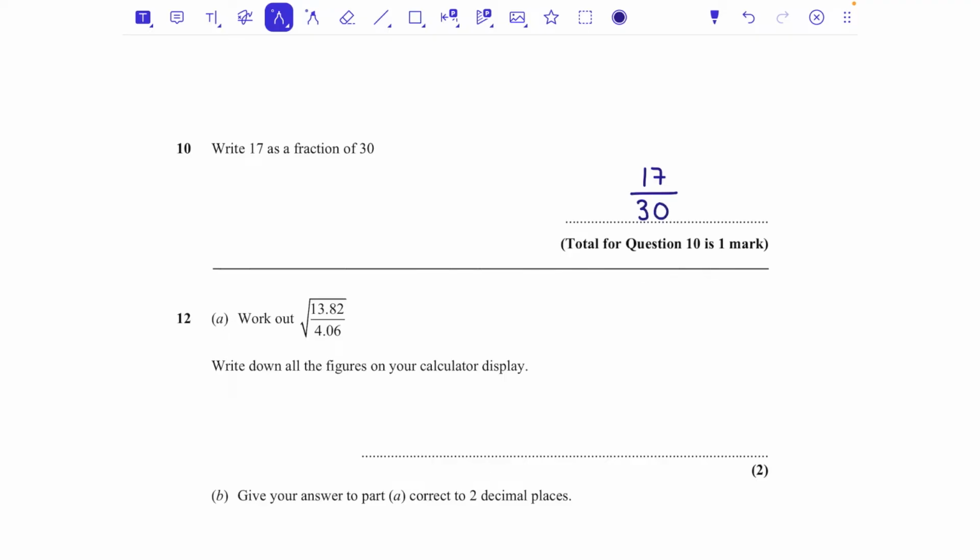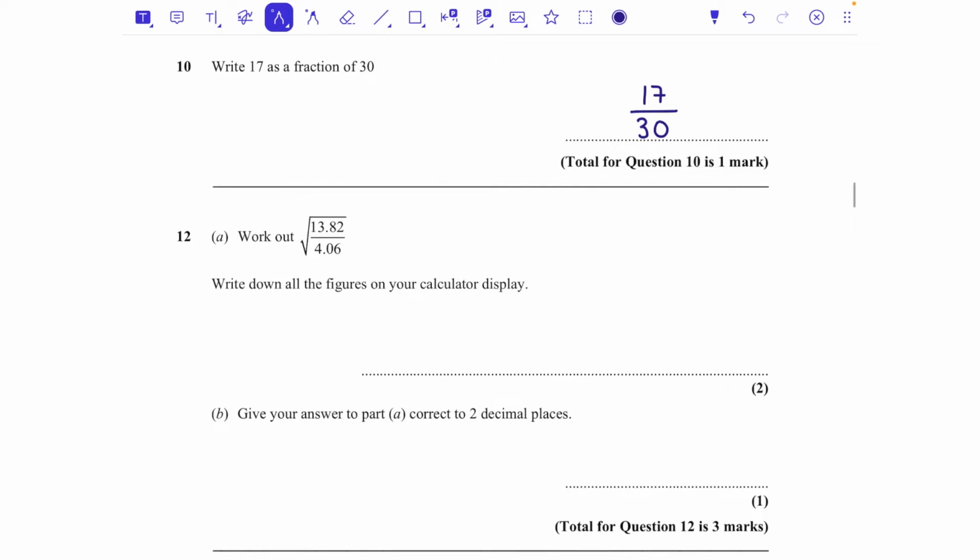Question number 12, and this is testing our ability to use a calculator. Now, if you do not have a Casio scientific calculator, I would really recommend getting one for your GCSE exams. It's just going to help you out massively. In particular, I'm looking for buttons that have a square root symbol on them, and I'm looking for the button that has the fraction symbol like this on them.